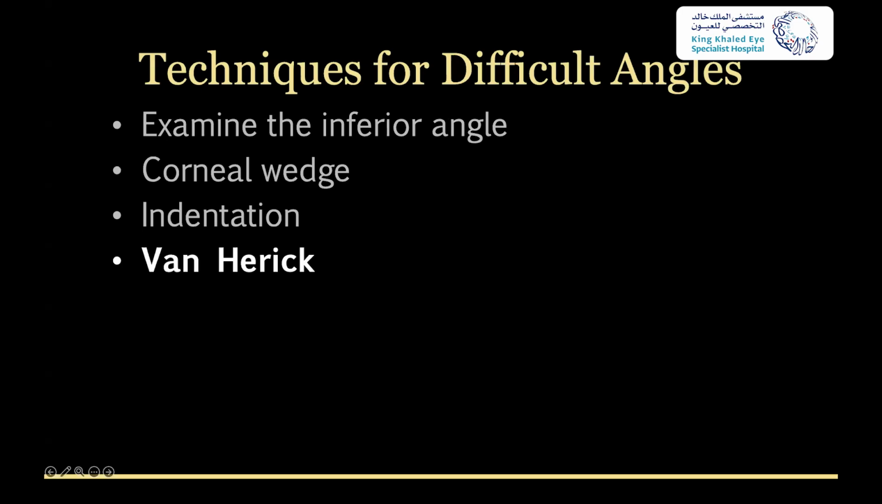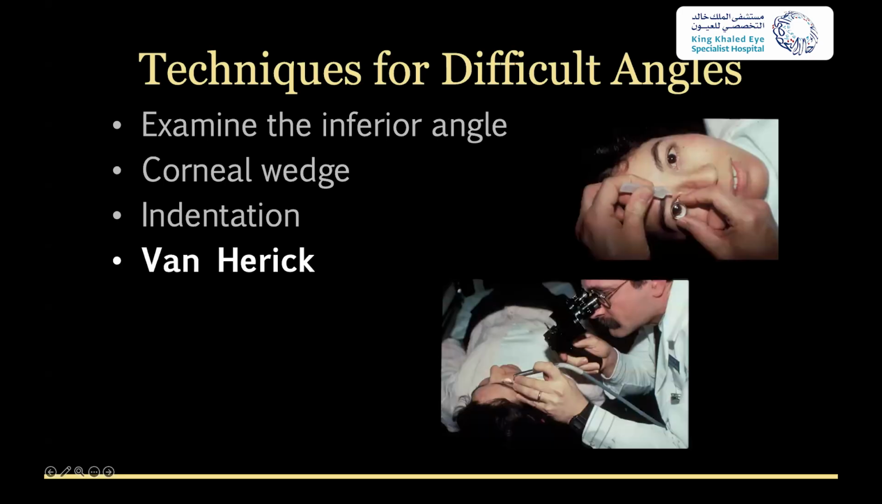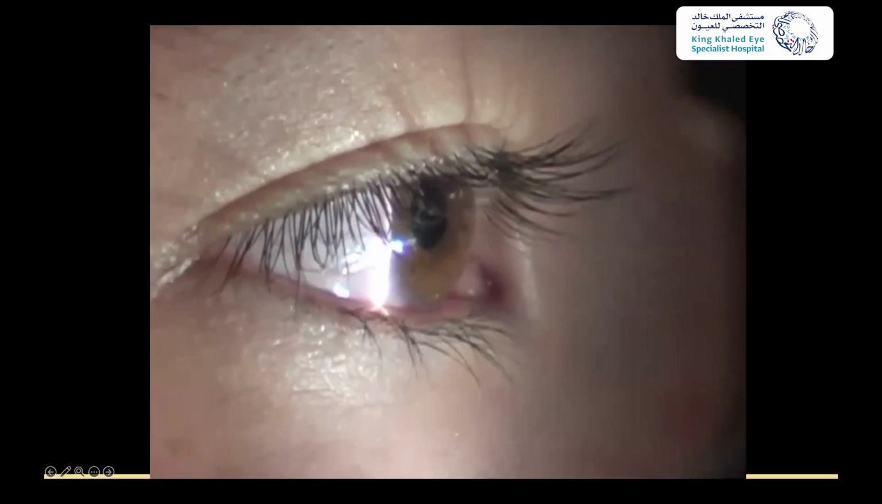So I talked about the Van Herrick. Remember, the Van Herrick was invented way back before indirect gonioscopy, and the idea was to just use a slit lamp to recognize people at risk who might need gonioscopy. In 2025, the Van Herrick should not be used instead of gonioscopy, but it's a great adjunct to gonioscopy. If you're confused and the corneal wedge hasn't helped you, you can use the Van Herrick to estimate anterior chamber depth. And remember, this is why we used to do it.